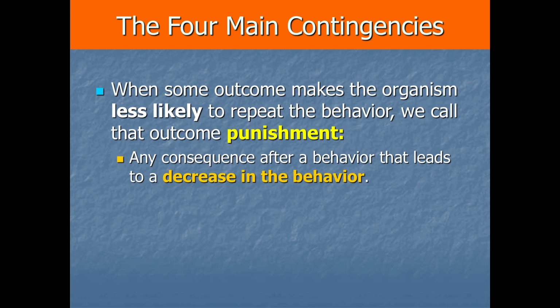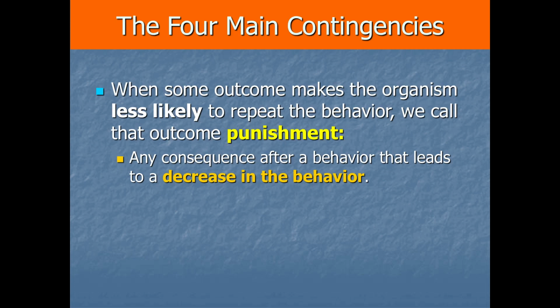When some outcome of a behavior, the thing that happens every time after you do the behavior, makes the organism less likely to repeat the behavior in the future, we call that outcome punishment. So a punisher is just any consequence after a behavior that leads to a decrease in the behavior in the future. Like if doing the behavior makes something crappy happen, if doing the behavior makes something I dislike show up, or if doing the behavior takes away something I do like, all of those outcomes could be a punisher, but if and only if they actually make the behavior less probable in the future.